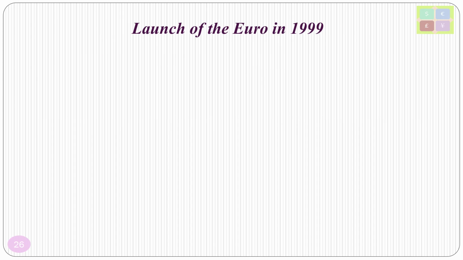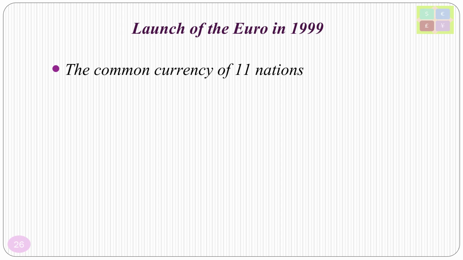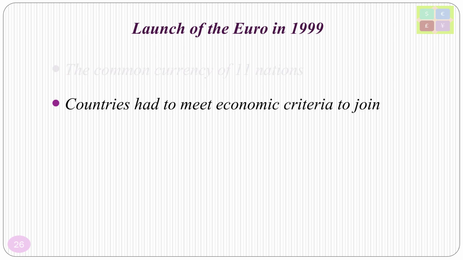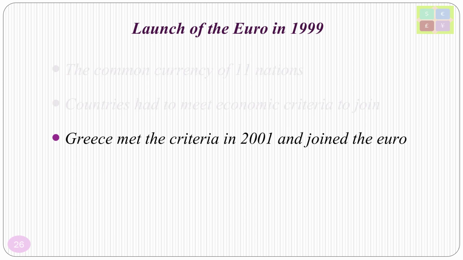The launch of the euro in 1999 was a very important event in currency markets. Initially, the euro was the common currency of 11 European nations. Countries had to meet economic criteria such as inflation rates, interest rates, government budget deficit, and government debt to qualify to join the Eurozone. Greece met the criteria in 2001 and it joined the Eurozone then.